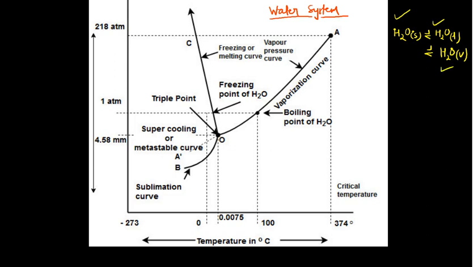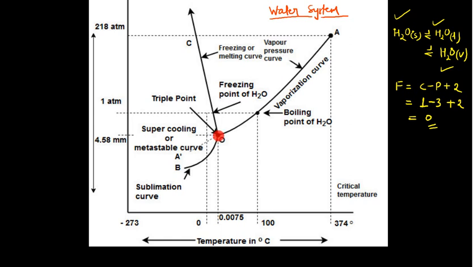If you want to calculate the degrees of freedom for this one, F equals C minus P plus 2. Since it is a water system, pure water, there is only one component, because the formula is H2O, whether it is solid ice, liquid water or water vapor; the chemical formula remains the same. So the component is 1, there are three phases, and plus 2 is already in the formula, which gives you 0. That means at the triple point the degrees of freedom of this system is 0.